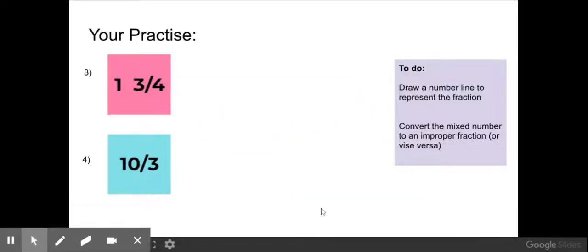Now it's your turn. For question 3, I'd like you to use a number line to represent 1 3/4. And for question 4, I'd like you to use a number line to represent 10/3. So to recap, in a minute, you're going to pause this video and you're going to draw a number line to represent these two fractions. And after you're done that, please convert the mixed number to an improper fraction and vice versa. Take some time now, pause the video. When you're done, you can unpause it.